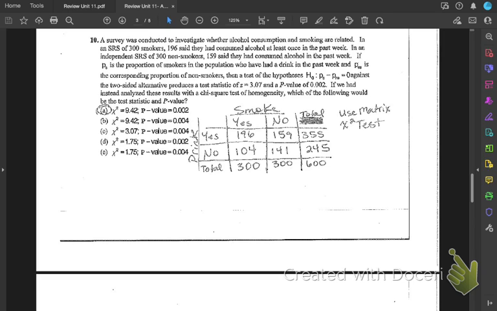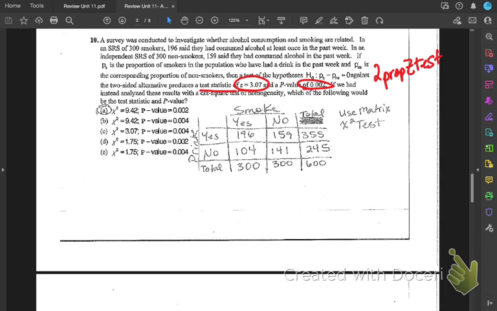If P sub S is the proportion of smokers in the population that have had a drink in the past week, and P sub NS is the corresponding proportion of non-smokers in the test. We are going to test these hypotheses: P sub S minus P sub NS equals 0 against the two-sided alternative that produces a test statistic of Z equals 3.07. Okay, by the way, they are using here a 2-prop Z test, and they get a p-value of 0.002.